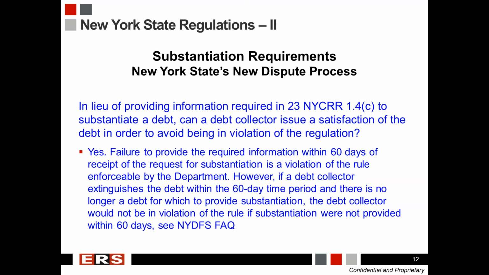Okay, I will read again from the reg. In lieu of providing information required in 23 NYCRR 1.4c, to substantiate a debt, can a debt collector issue satisfaction of the debt in order to avoid being in violation of the regulation? And the response is yes. Failure to provide the required information within 60 days of the receipt of the request for substantiation is a violation of the rule enforceable by the department. However, if a debt collector extinguishes the debt within the 60-day time frame and there is no longer a debt for which to provide substantiation, the debt collector would not be in violation of the rule if substantiation were not provided within 60 days. See NYDFS FAQ. And this is a quote directly from the New York State FAQ regarding substantiation and the New York regulation.